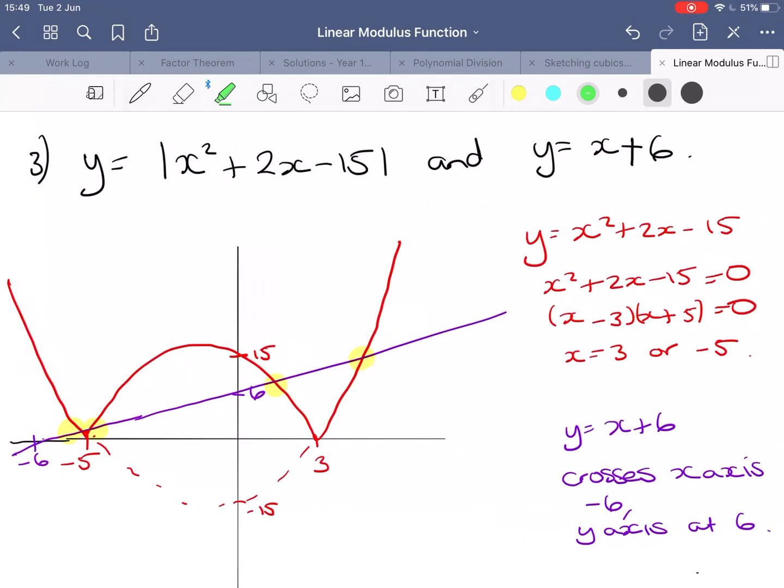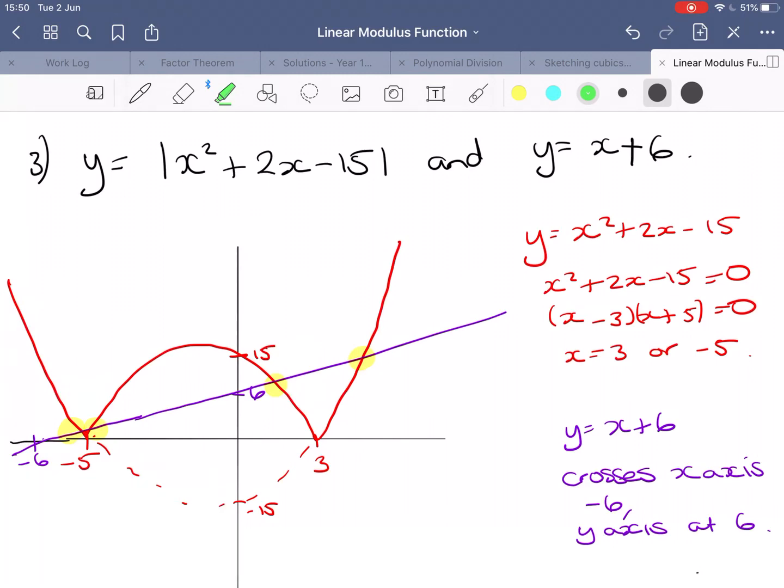And the final one, we've got the modulus of x squared plus 2x minus 15. Think about what that quadratic would look like without the modulus. Reflect anything above the x-axis. Okay, now be careful with this because sometimes this isn't obvious, but y equals x plus 6, the line y equals x plus 6 is going to cross the y-axis at 6, but it's going to cross the x-axis at -6. So it has to start further to the left than where the quadratic touches the x-axis.